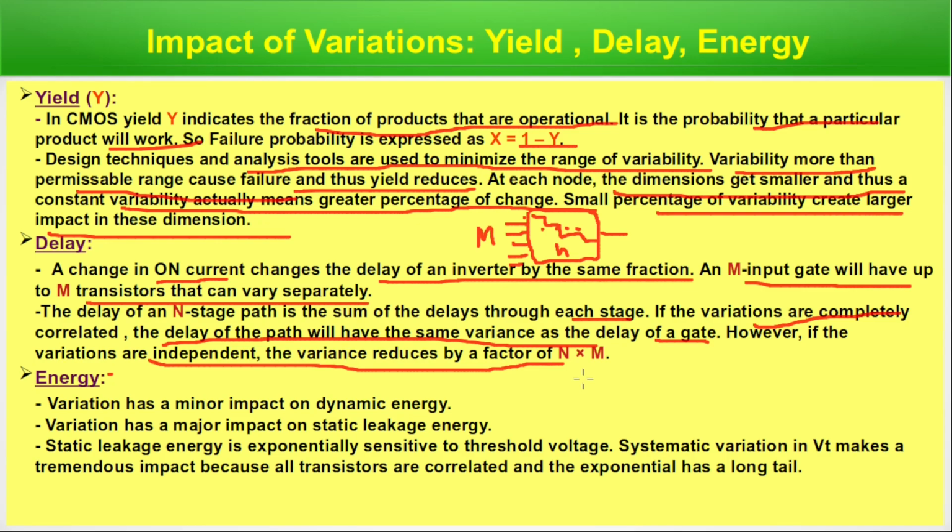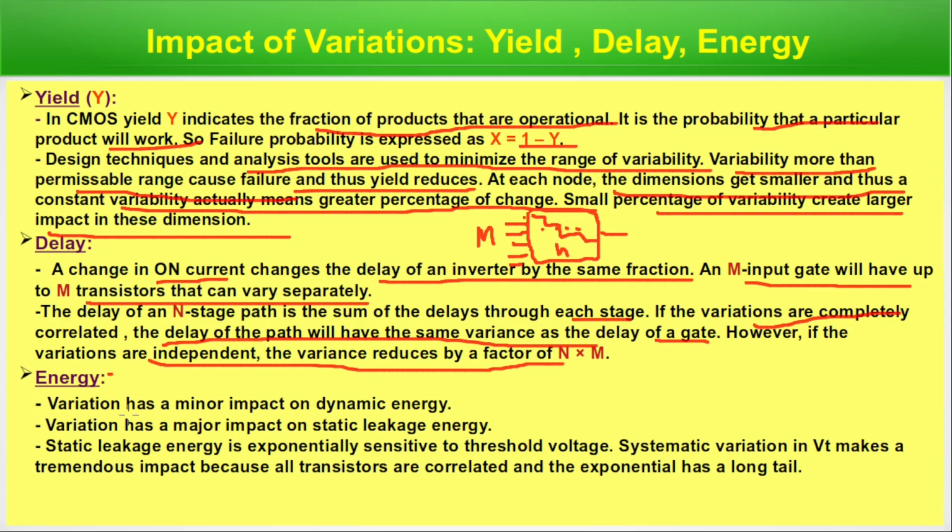So the delay of an N stage path is the sum of the delays through each stage. If the variations are completely correlated, the delay of the path will have the same variance as the delay of a gate. However, if the variations are independent, the variance reduces by a factor of N cross M.